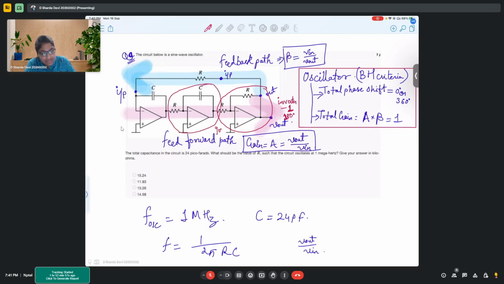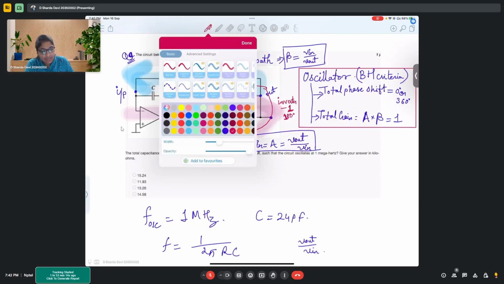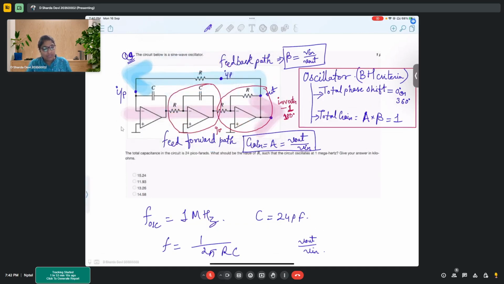90 degrees. And similarly, this op-amp with 1R and 1C, to get a total of 180 degrees. Sorry, yes, a total of 180 degrees from these two. And at the end, we would get a total 360-degree phase shift.